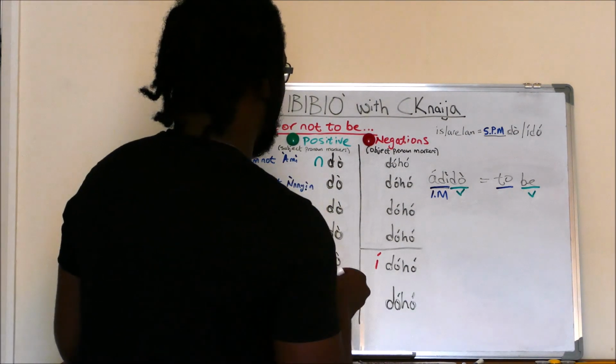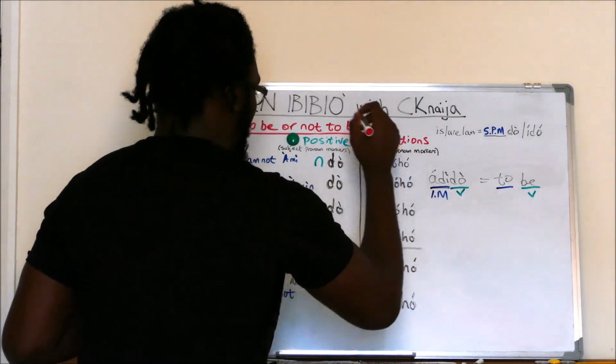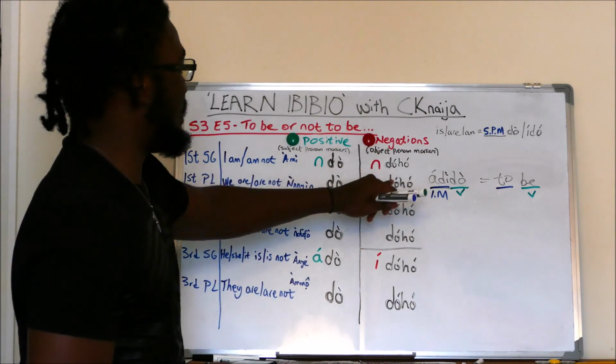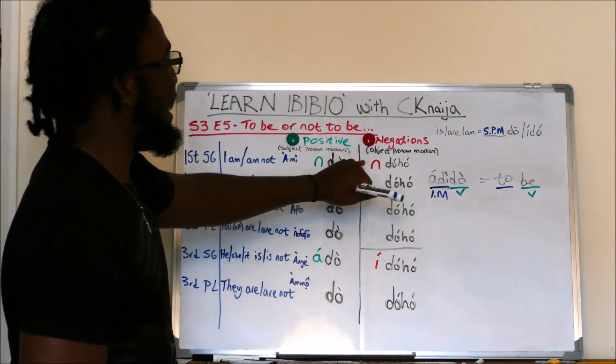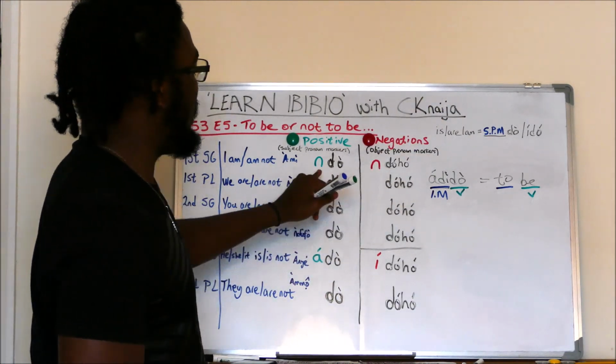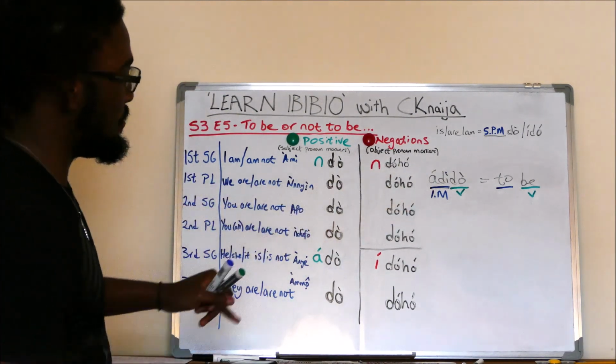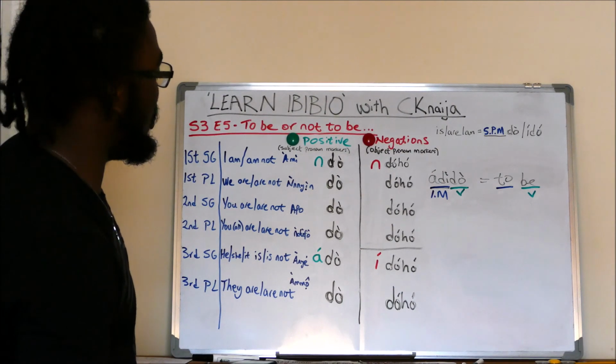Ami. Ndo is I am not. Amindo, I am. Ami. Ndo. Amindo, low tone. Ndo, 2 high tones to finish that off. And that's I am not.